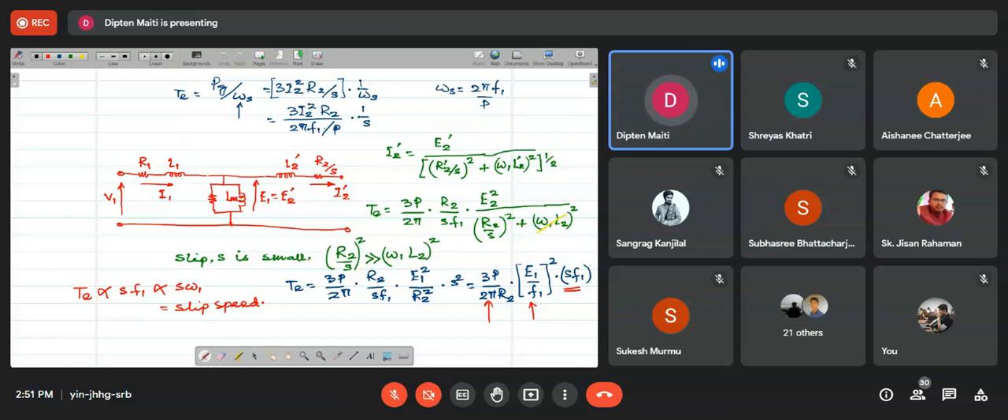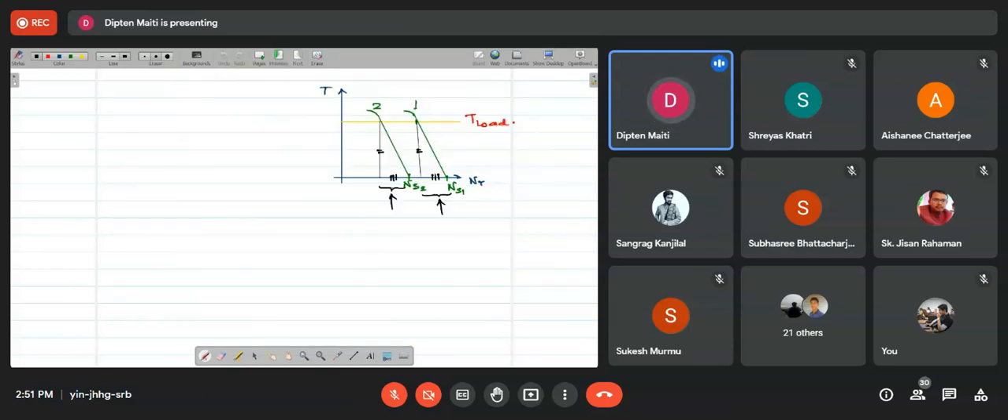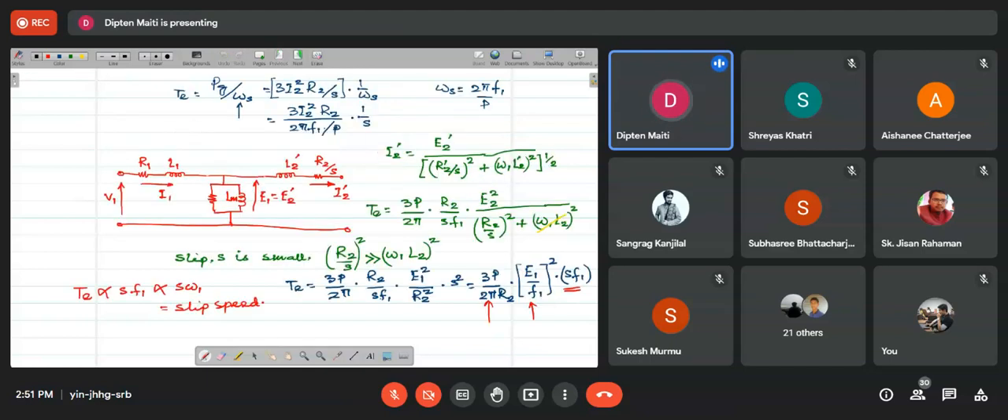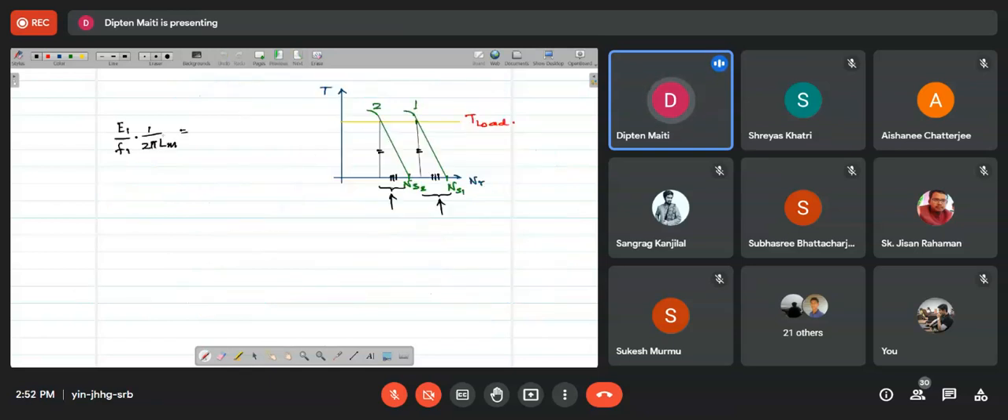Now what does this E by F mean, or what does maintaining this ratio constant mean? Now this E1 by F1, let me add with this a few extra terms, that is twice pi into, let's say, Lm. Now you can see here from the equivalent circuit, this is equal to the magnetizing current flowing through this branch. This is the magnetizing current flowing through this branch. So this is nothing but Im.